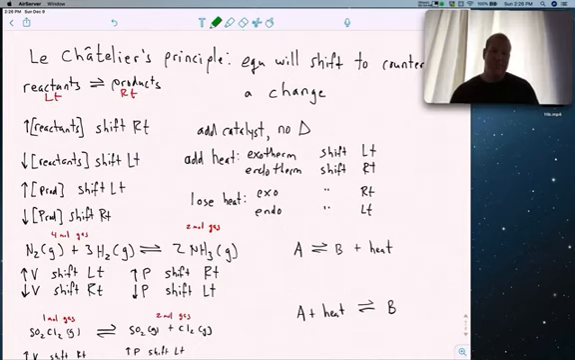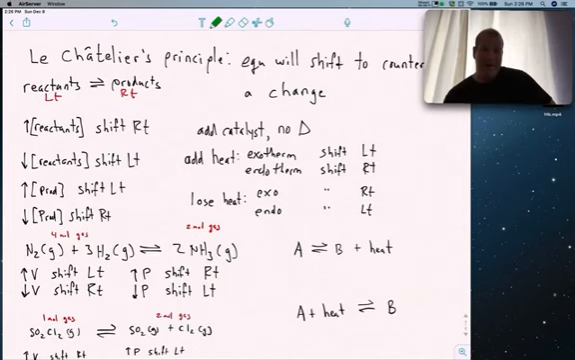If the products increase, then the system's going to want to decrease the products. It'll shift left to form more reactants. If the products disappear, well, it's going to shift right to form more of them. So a catalyst for equilibrium causes no change in the equilibrium. A catalyst will do nothing for Le Chatelier's principle. It just means it'll get to equilibrium faster.